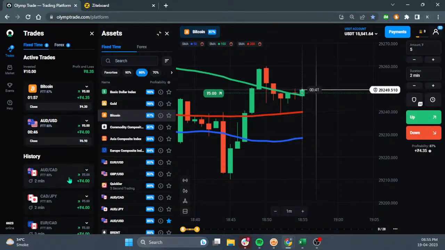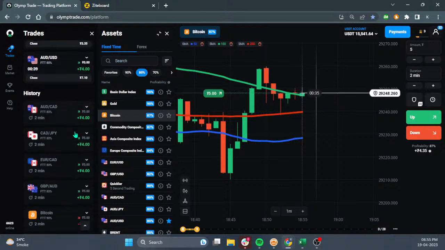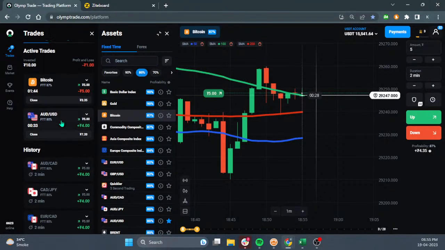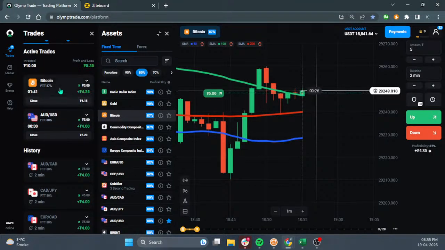And while talking about that, our another trade is also profitable. That's wonderful news for us. As of now, I have opened 4 trades, and all 4 of them have been profitable for me. But let's see how the other two go, because right now Bitcoin is in loss.